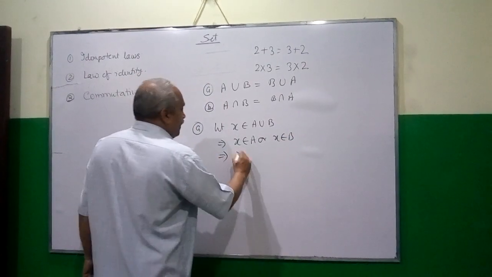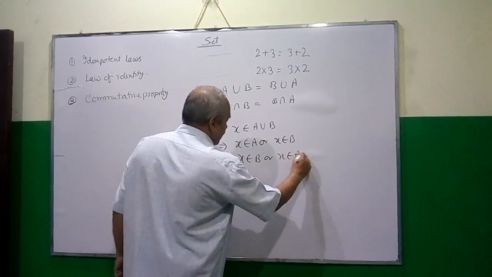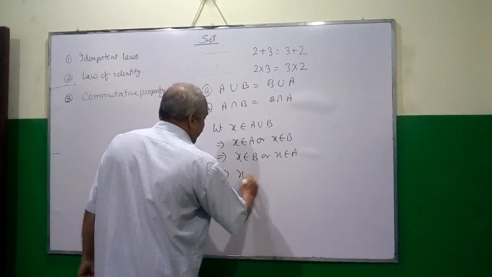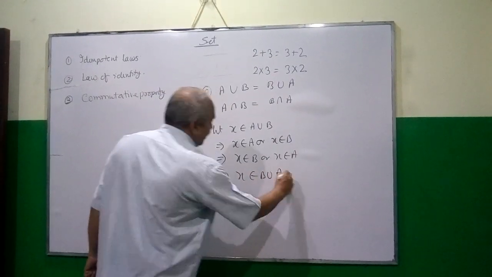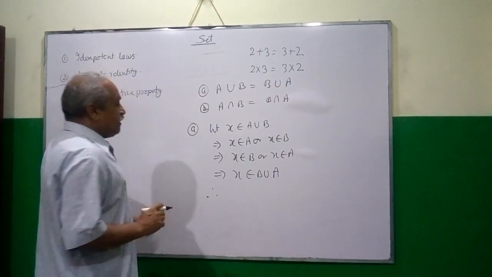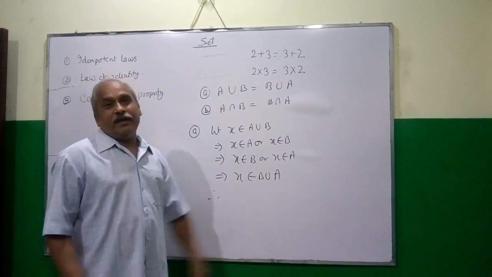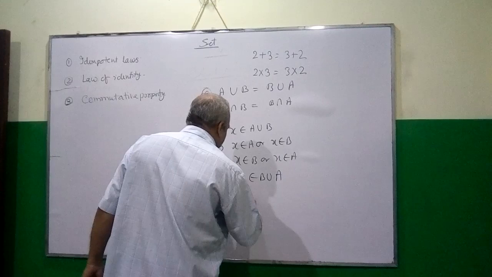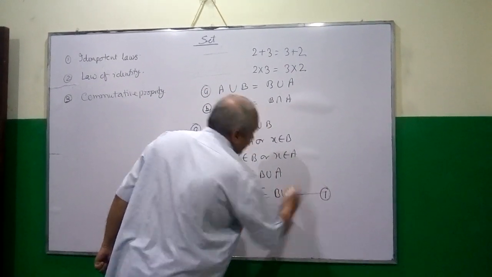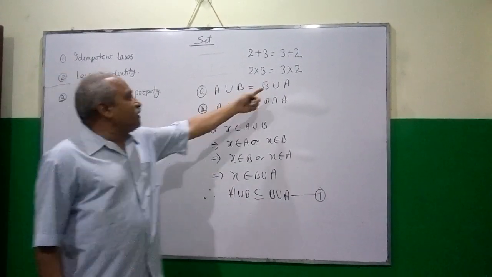This can be written in this way also; there will be no change in the concept. x belongs to B or x belongs to A. This implies x belongs to B union A. Therefore, we started with x from A union B, and that x came to B union A. Therefore, A union B is a subset of B union A. Call it equation 1.